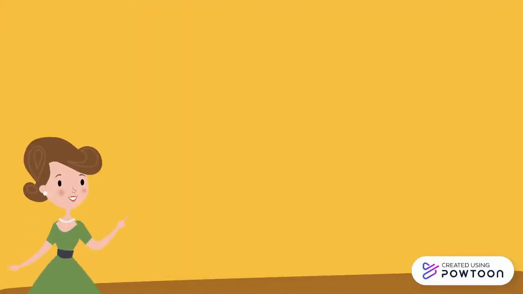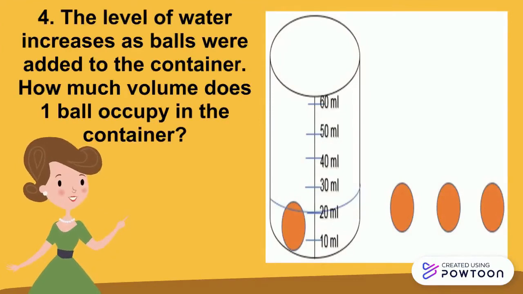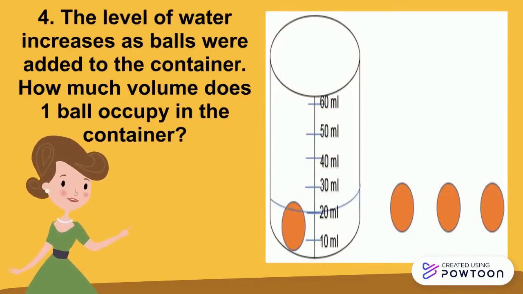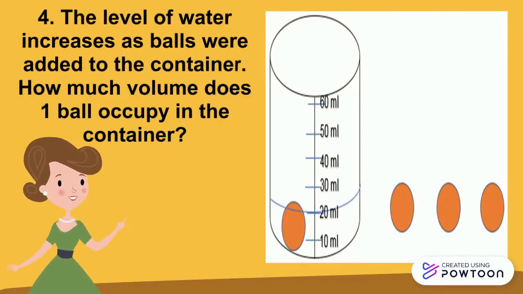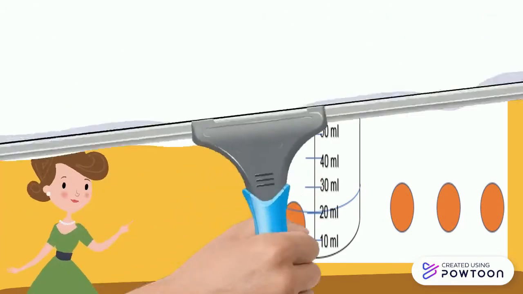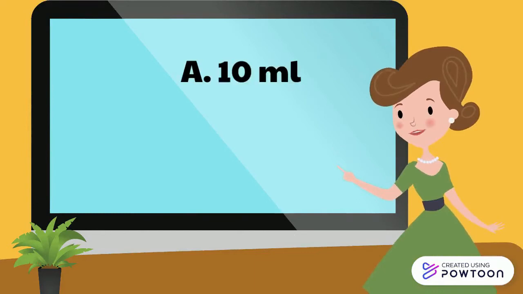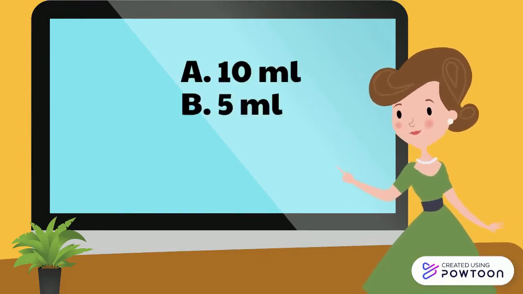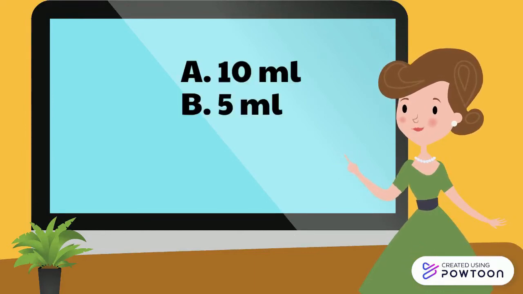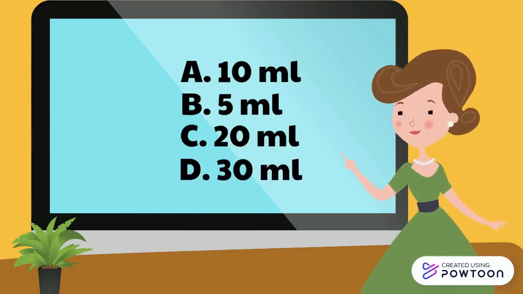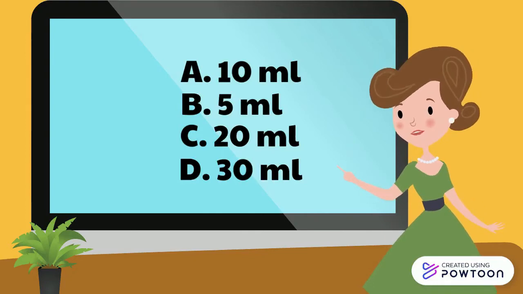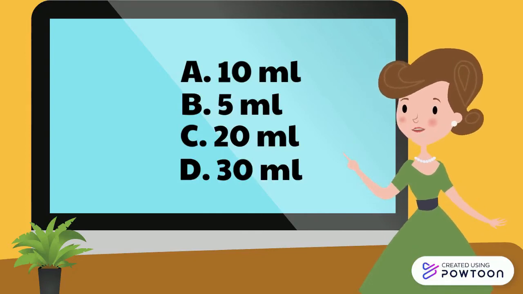Number 4. The level of water increases as balls were added to the container. How much volume does 1 ball occupy in the container? Option A, 10 ml. Option B, 5 ml. Option C, 20 ml. And option D, 30 ml. Alright, the correct answer is letter A.